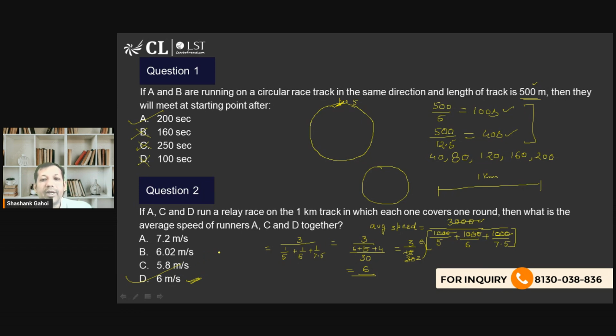So what is average speed? Average speed is always calculated as total distance upon total time. Now, let's move on to the next question.